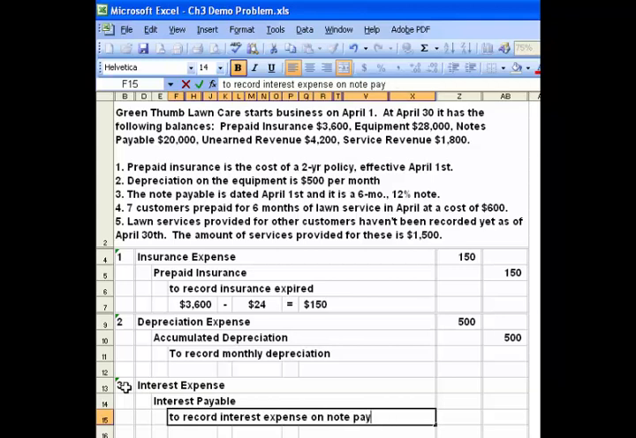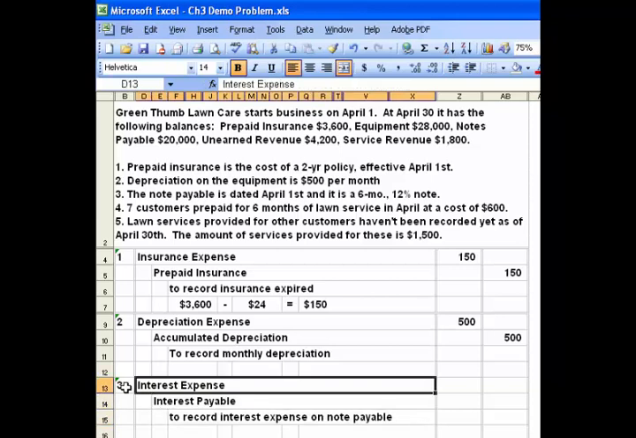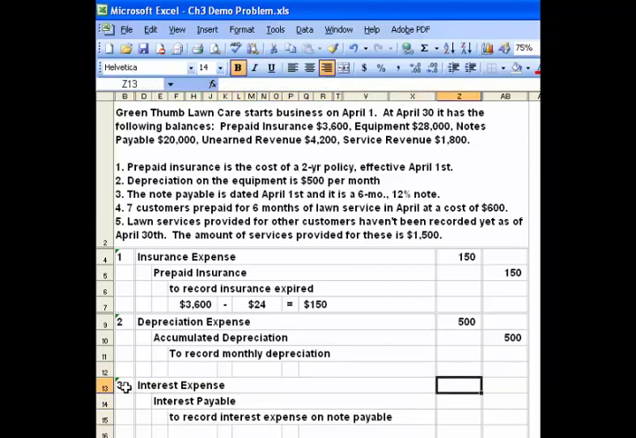On a note payable. Okay, now to come up with that dollar amount, and you can watch this as I type here, we want to take the $20,000 of the note times the 12%, and we want to take just times 1/12. Everyone see that? And we come up with $200.